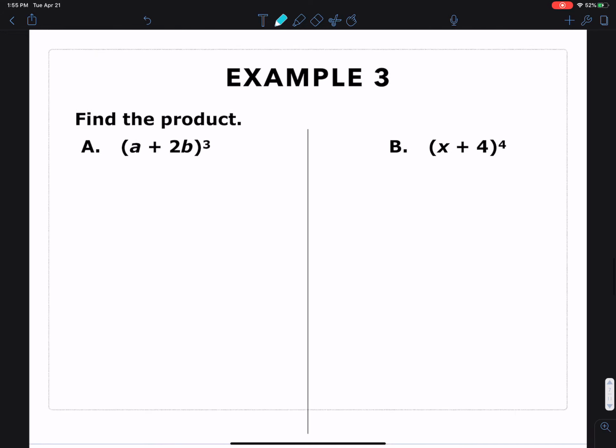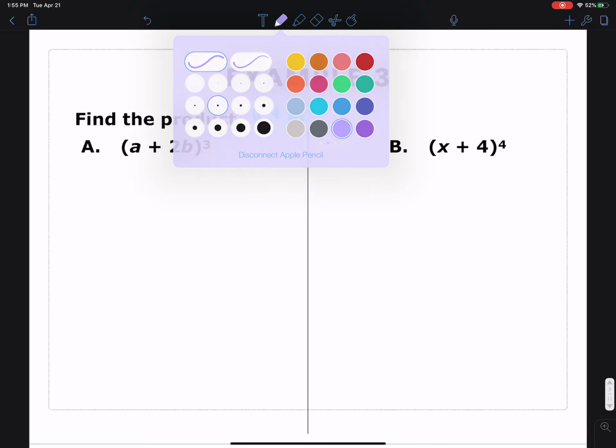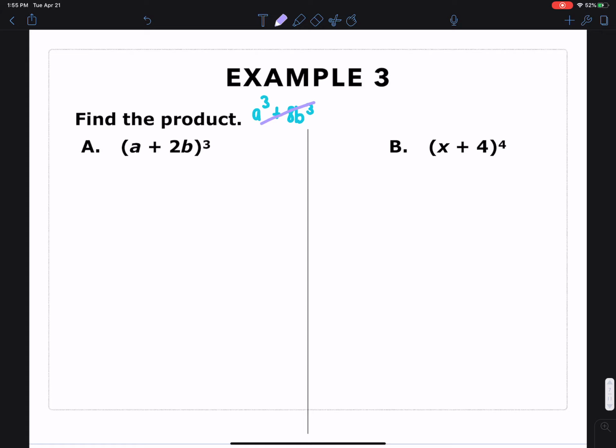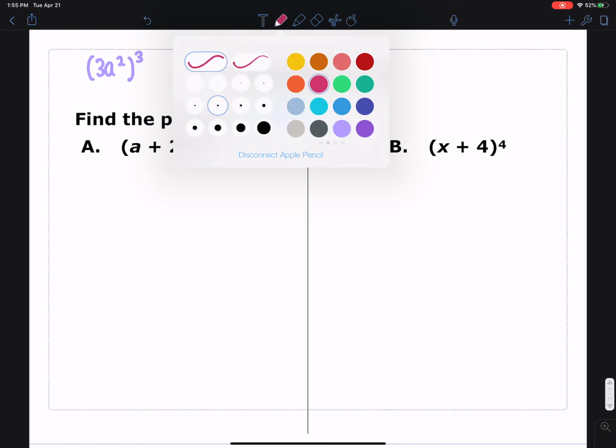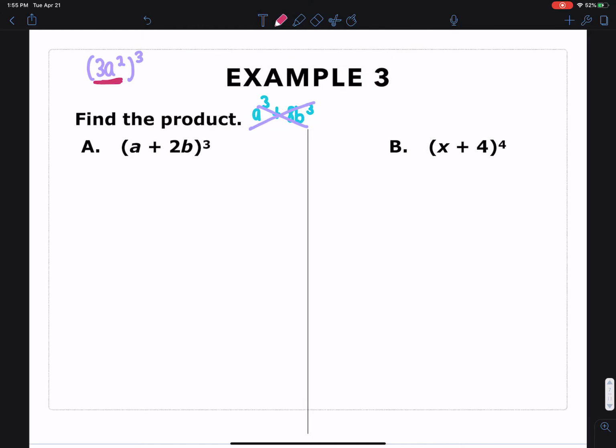These types of questions you will often see as trick questions on the SATs. They'll give you multiple choice answers, and one of the answers will be a to the third plus 8b to the third. And the majority of people, I would say, get that wrong. It is not true. So you're confusing that with, let's say we have 3a squared to the second power. Or we'll raise it to the third power, doesn't make a difference. So notice these are multiplied together, which is why you would just square or cube everything.